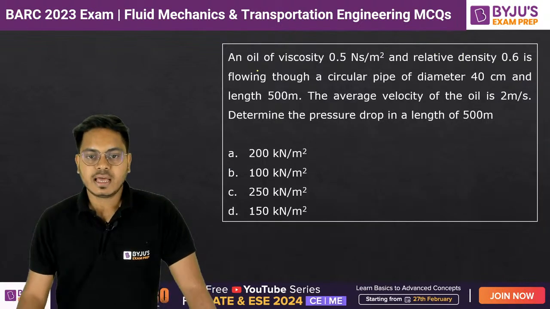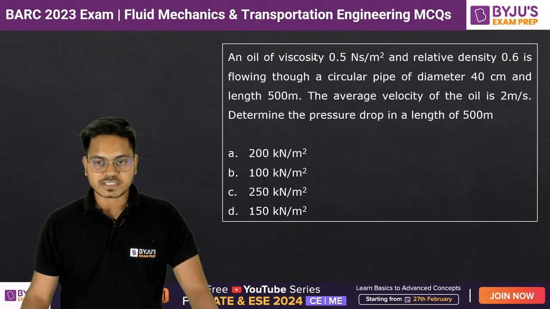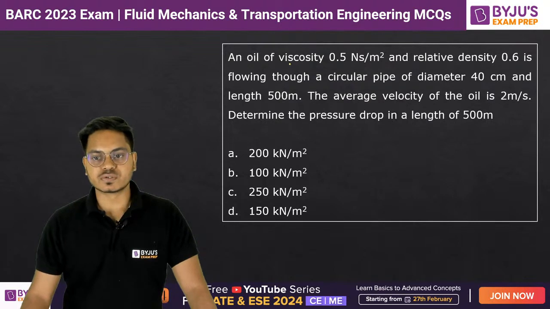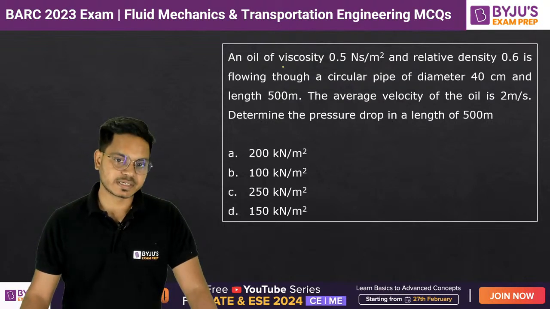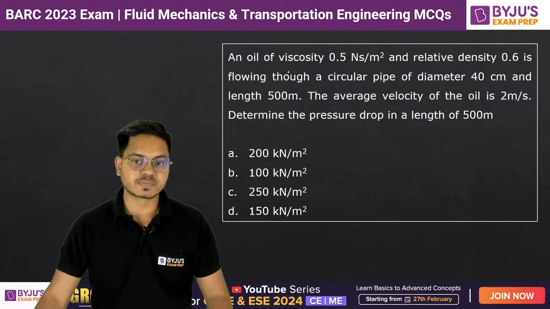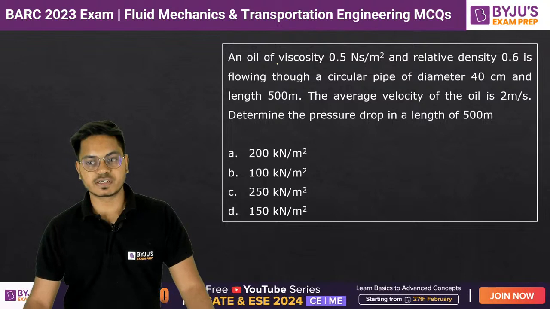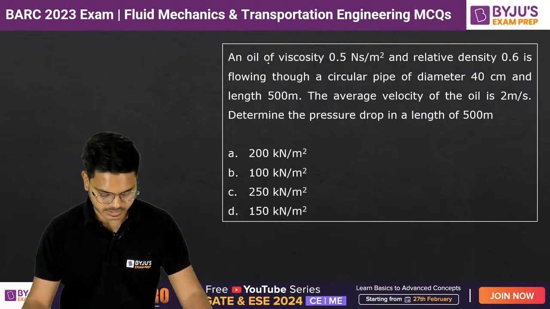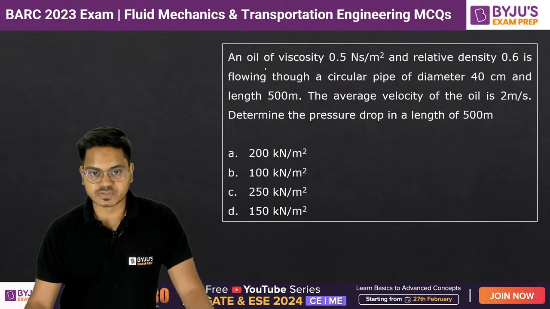Next question. An oil of viscosity 0.5 Newton second per meter square and relative density 0.6 is flowing through a circular pipe of diameter 40 centimeter and length 500 meter. The average velocity of the oil is 2 meter per second. Determine the pressure drop in a length of 500 meter. I think everyone can answer this question very easily.